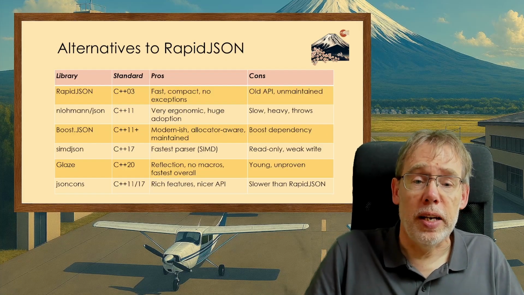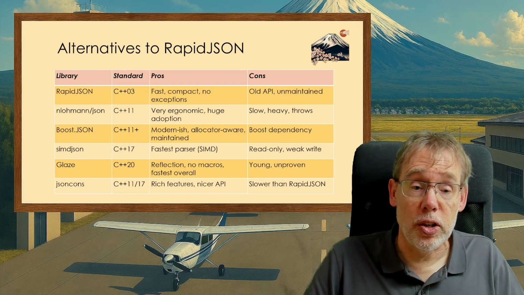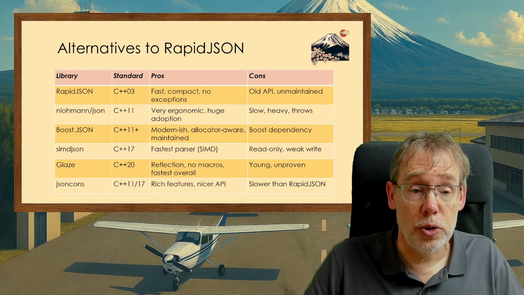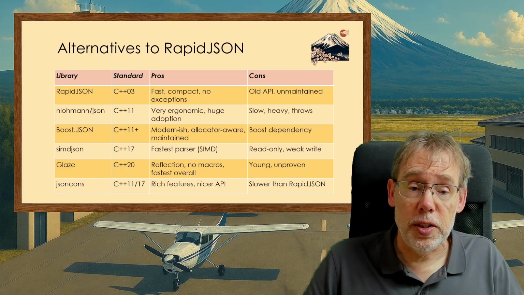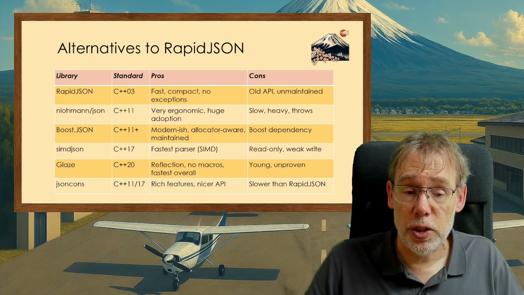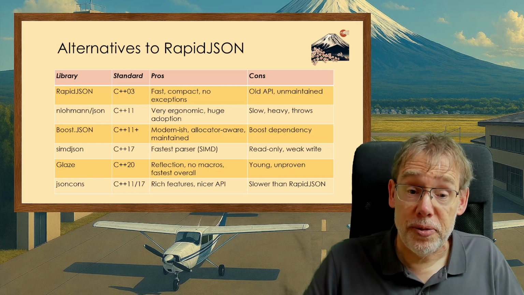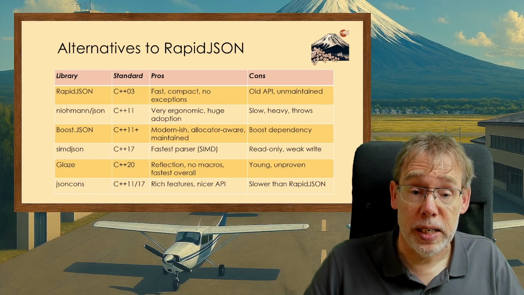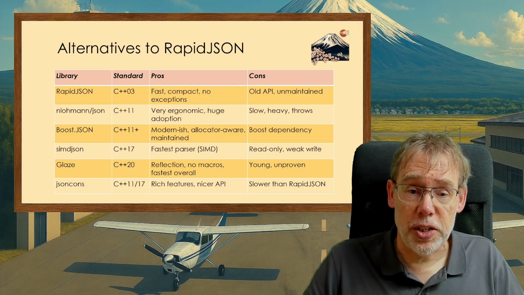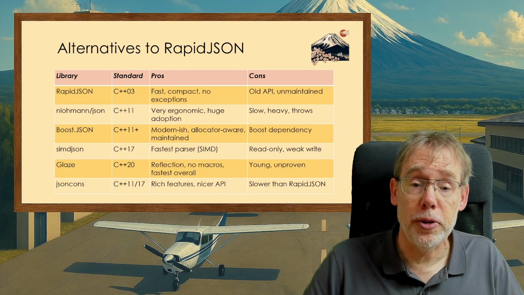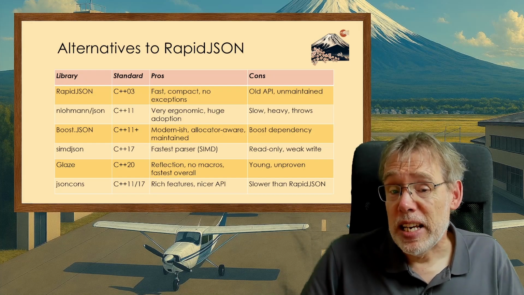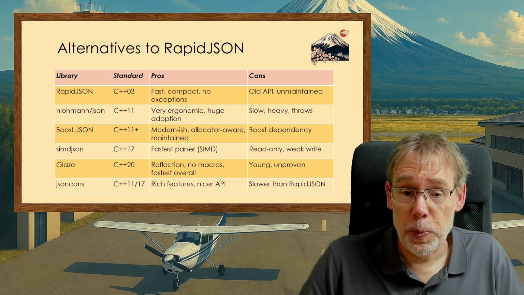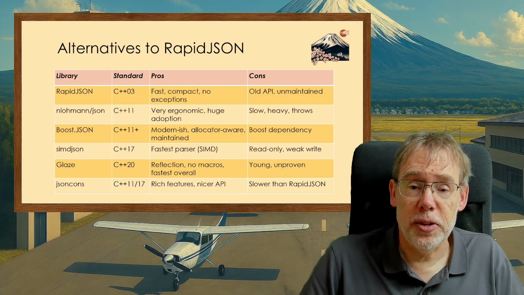If you want to look at alternatives, there is luckily quite a lot that you can choose from. As said, RapidJSON, it uses C++03, so it is pretty dated, but it's very fast, very compact, and it doesn't use exceptions, which some people prefer. But it's an old API, and yes, I tend to call it unmaintained because of the age of the last updates.